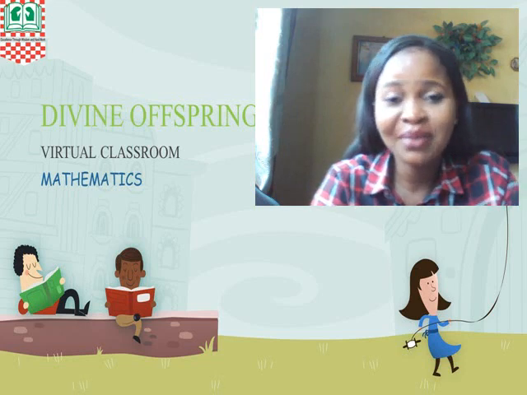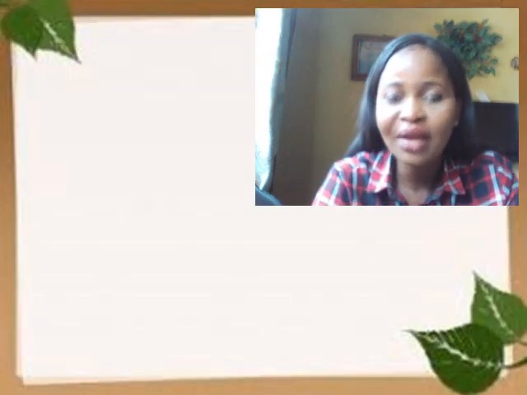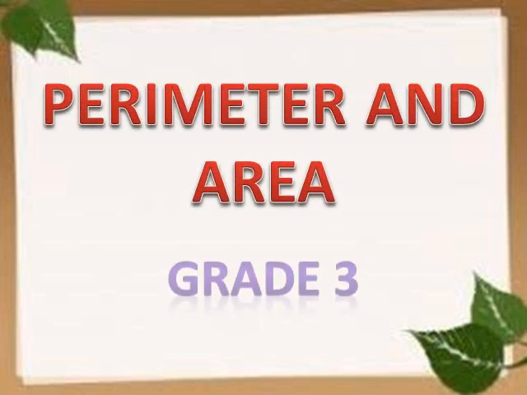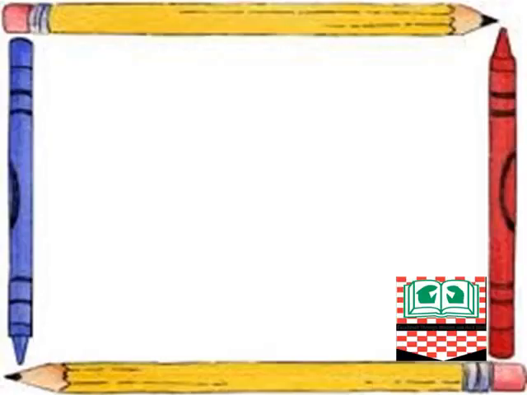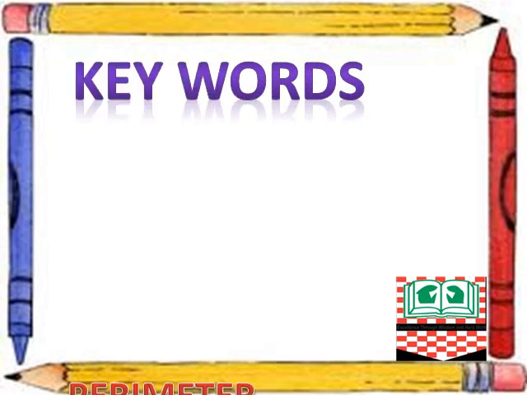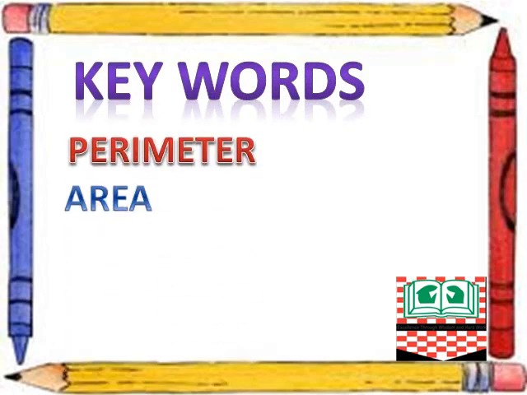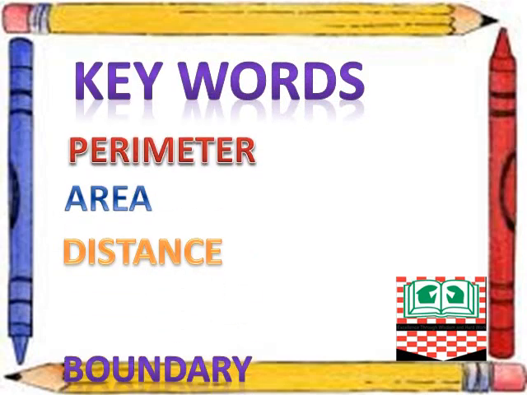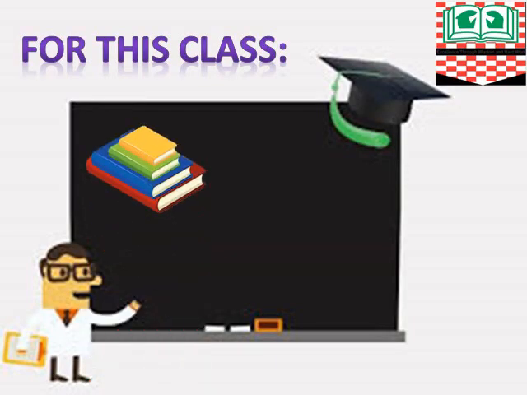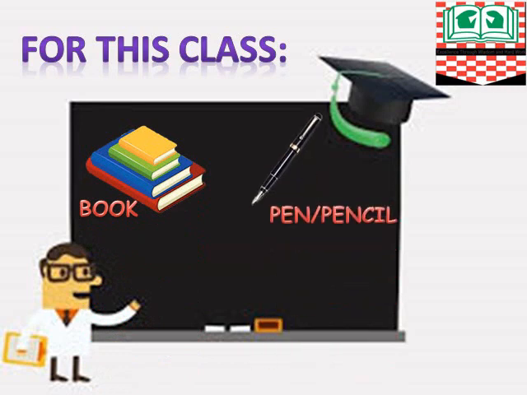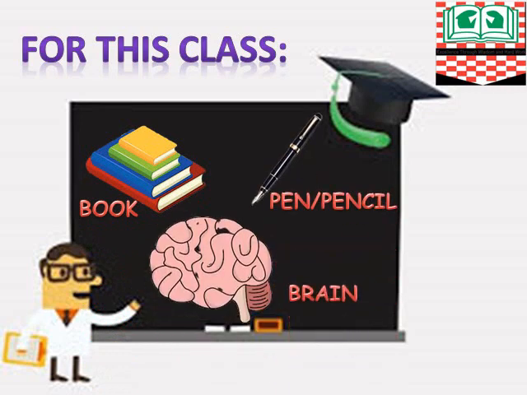Our subject for today is mathematics, and we'll be studying the topic perimeter and area for grade 3 class by me, Miss Gifts Ugoji. Our keywords are perimeter, area, distance, and boundary. For this class, you'll be needing your exercise book, your pen or pencil, your brain. You need to concentrate throughout this teaching.